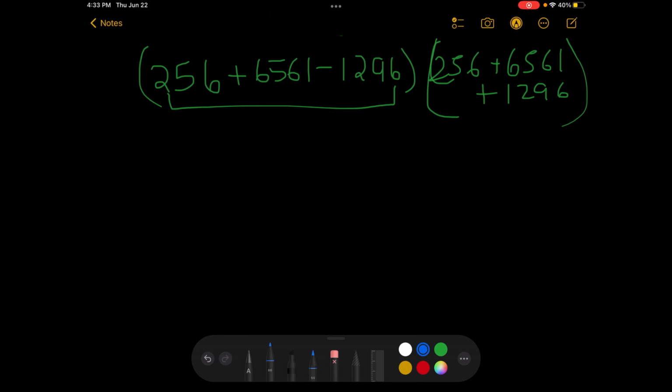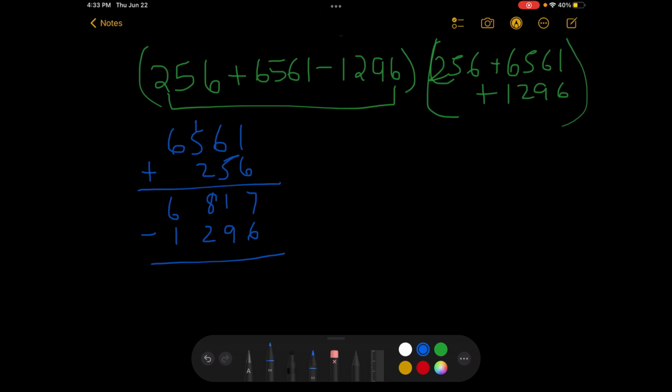So 6561 plus 256 is equal to 6,817. Now if you subtract 1,296, we get 5521. So this right over here equals 5521.